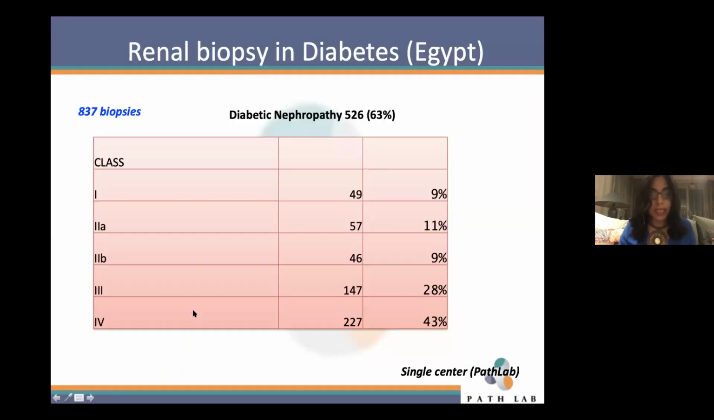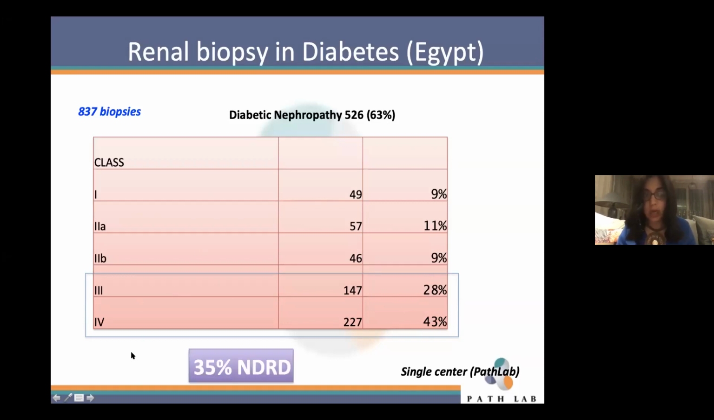In our population, again, in our study, we had, out of the 837 biopsies, 63% of them had a diagnosis of diabetic nephropathy. And when we classified for the sake of publication, you can see that up to 70% of the cases were in class 3 and class 4.